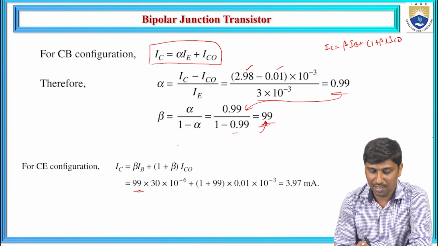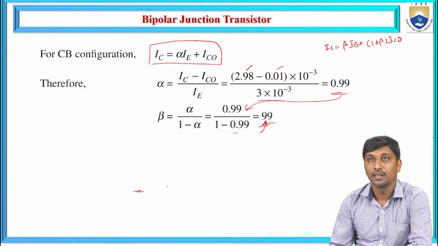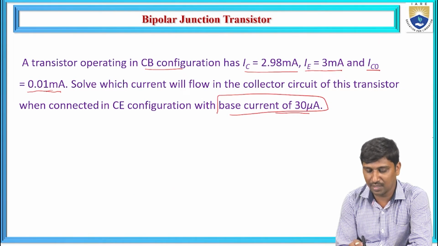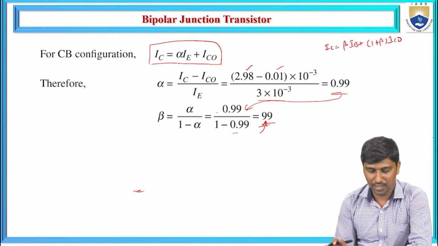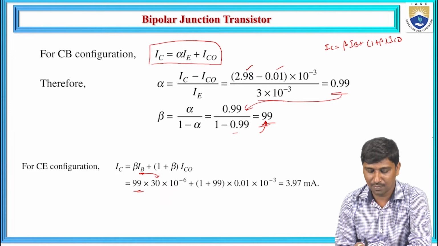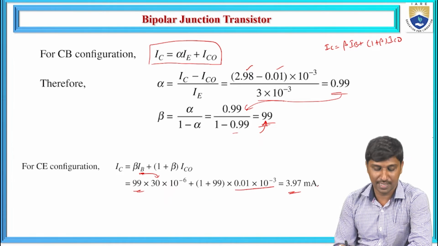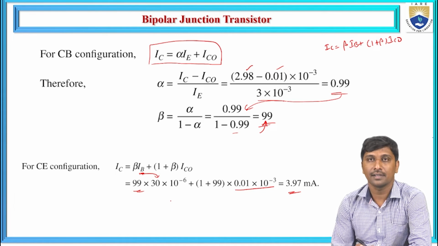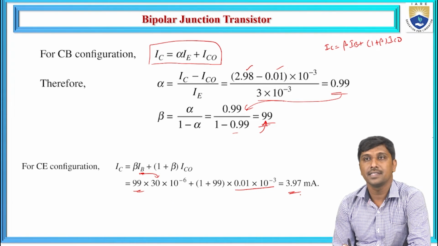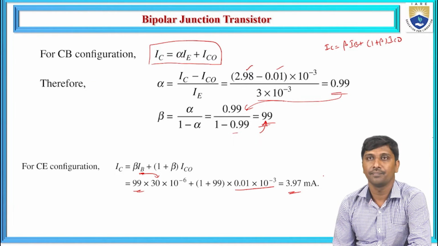Then the IB value: in the given configuration, the base current is given as 30 microamperes. So hence here I substitute this one, the IB value is 30 microamperes, plus 1 plus beta times IC naught. Then it gives, for the CE configuration, the collector current that flows in the circuit, that is 3.97 milliamperes.